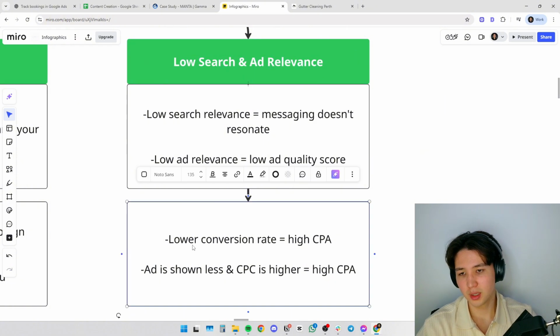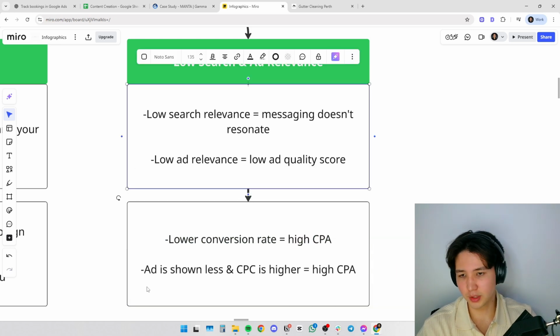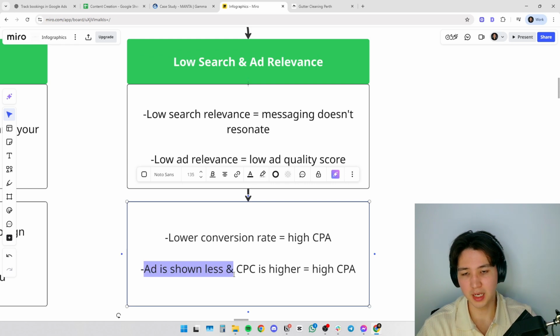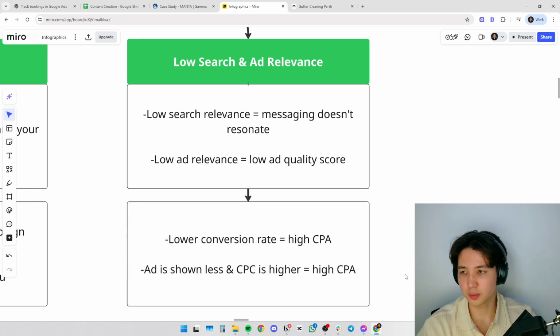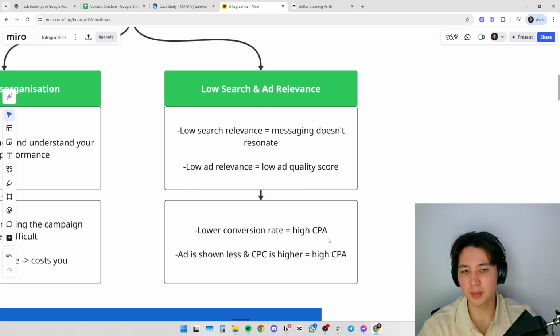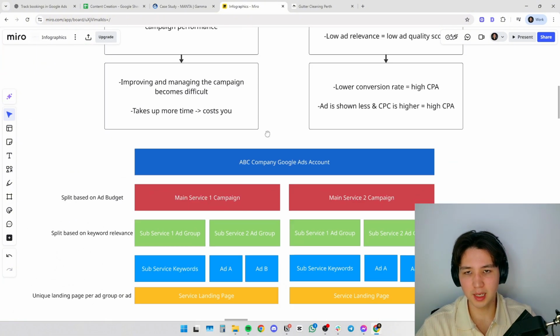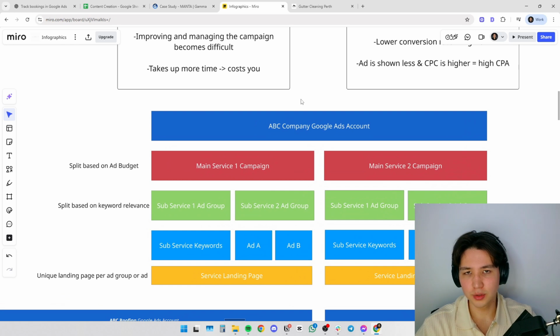for performance. So it's going to lead to lower conversion rates, which means you're going to have a higher cost per acquisition or cost per lead, right? And if you have a low ad relevance, your ad is going to be shown less and your cost per click is going to be higher, which also increases your cost per acquisition. So by having a low relevance, you're just going to be making things more expensive and less profitable, to put it simply. Now, this is an example structure that I like to use.